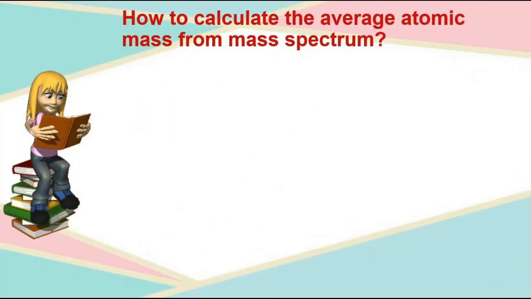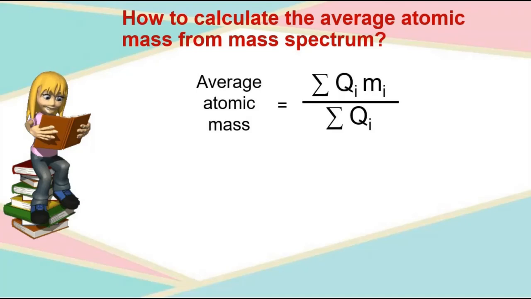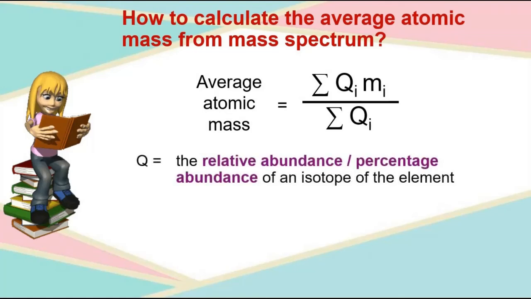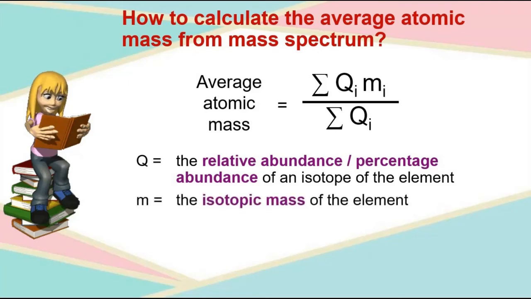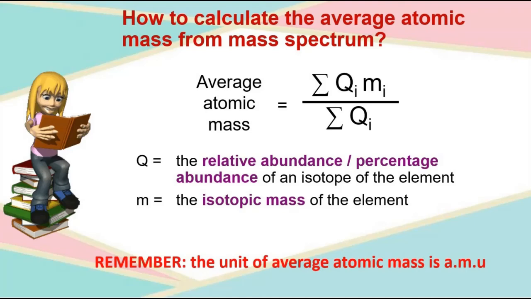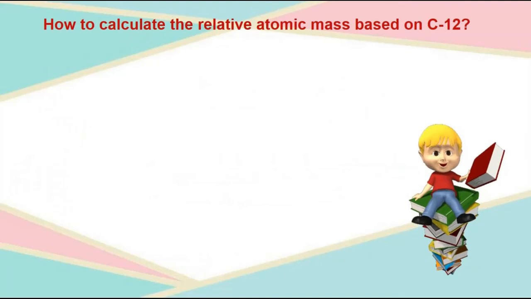How to calculate the average atomic mass from a mass spectrum? The formula for average atomic mass is the summation of QiMi divided by the summation of Qi, where Q equals the relative abundance or percentage abundance of an isotope of the element, and M indicates the isotopic mass of the element. The unit of the average atomic mass is AMU or atomic mass unit.